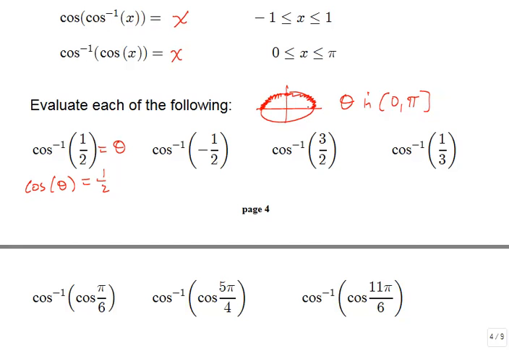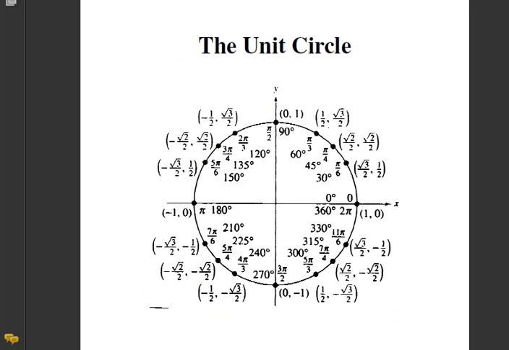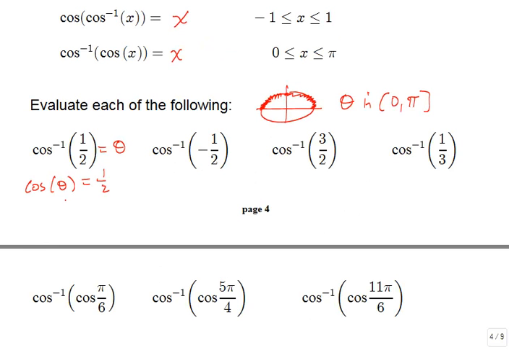So which angle between 0 and pi has the cosine equaling 1/2? You think about your unit circle, cosines are x's. Here's positive 1/2 right here. All of these x's over here would be negatives. So we don't want anything in quadrant 2. We want this one right here, which is pi over 3. So our answer is pi over 3. The angle that we're looking for is pi over 3.